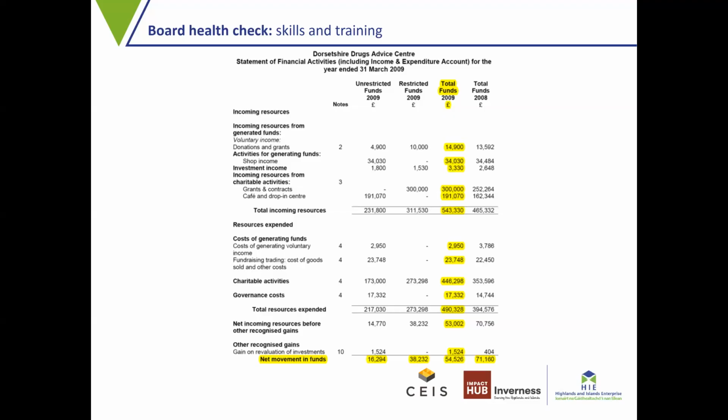Comparing the figure with last year's, we can see that there was also a surplus last year, but it was higher than this year's figure. When we have a look at the income and expenditure figures in a bit more detail, we will be able to see why the surplus was lower this year.